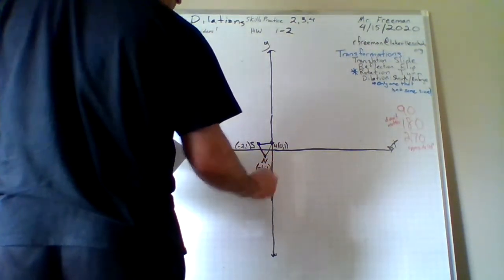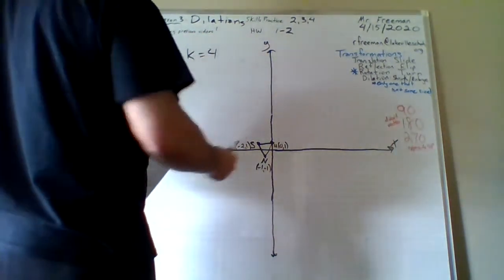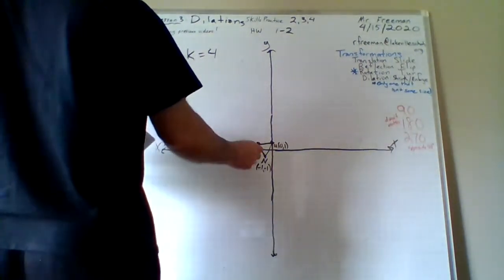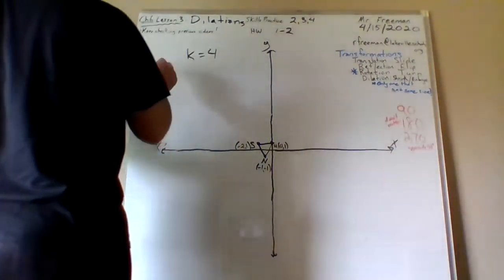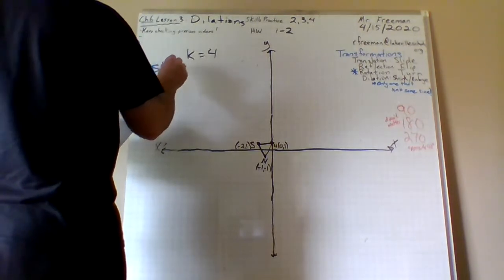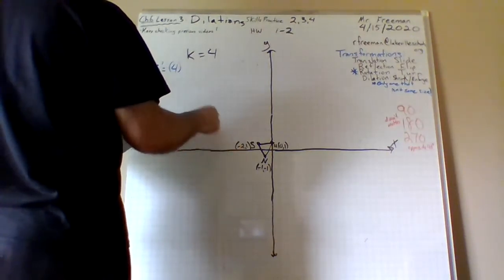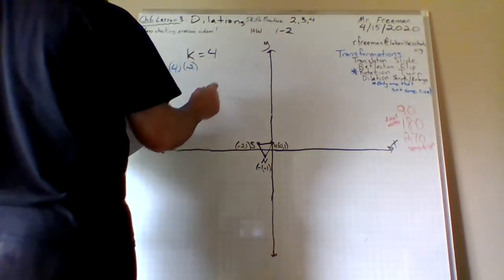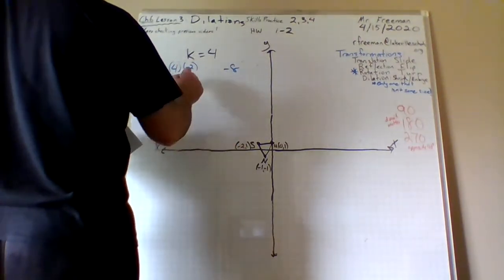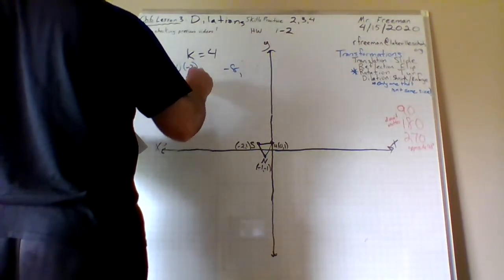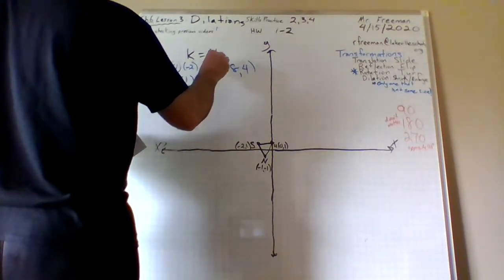-1, -1. Okay, well we have a K this time that is at 4. It's a pretty big K. We're multiplying all these guys by 4. Okay, so for my S prime, my S prime is going to be that 4 times -2 first. So that's -8. And my 4 times 1 next. So that's going to be still a 4.